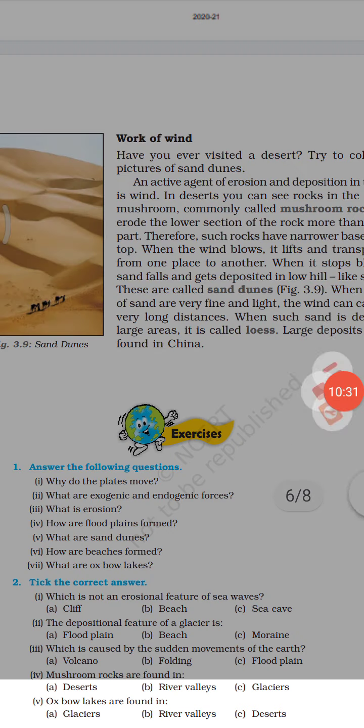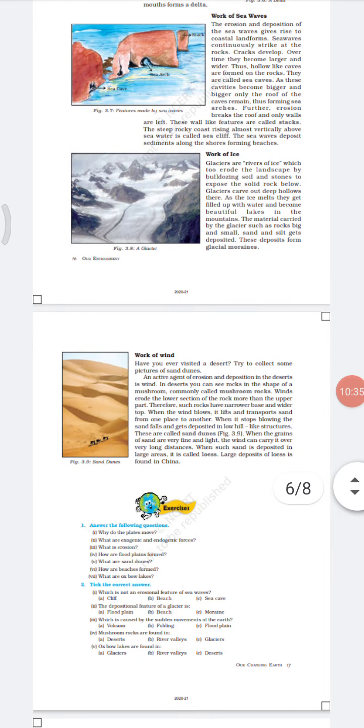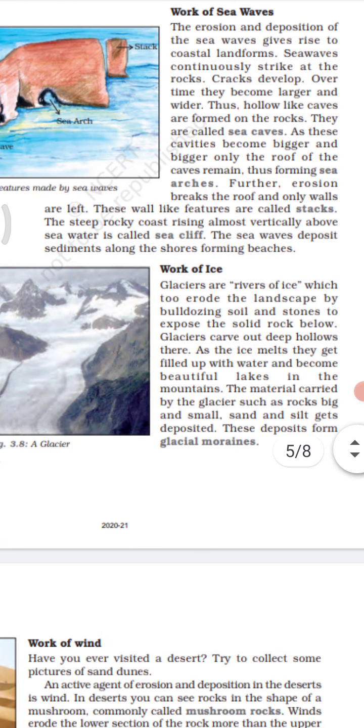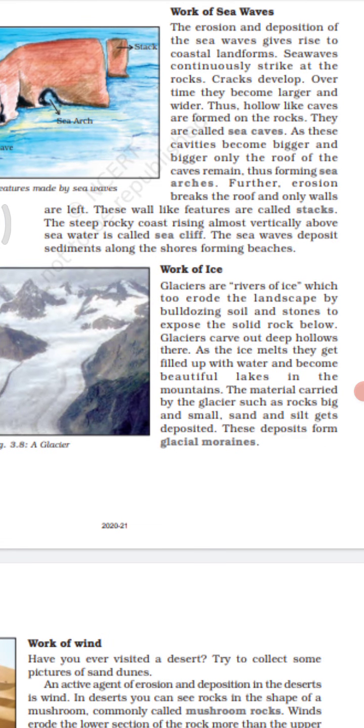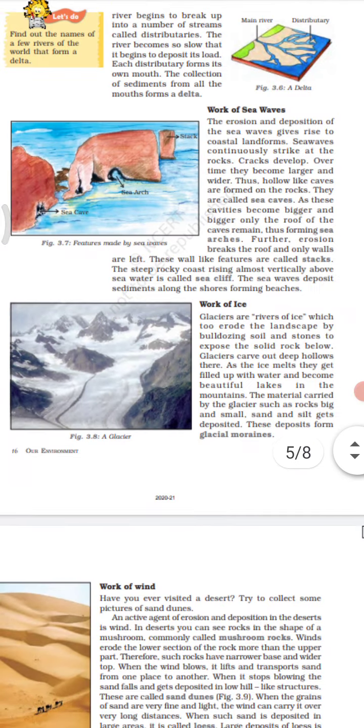So see, this is all about this chapter, and we have discussed today the work of sea waves, the work of ice, and then the work of wind. The three parts we have discussed today.